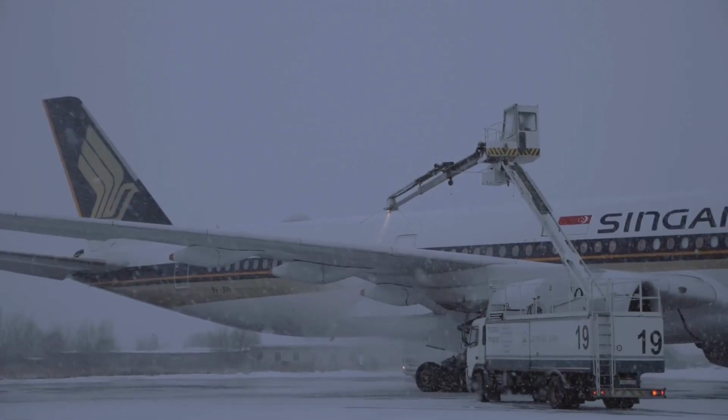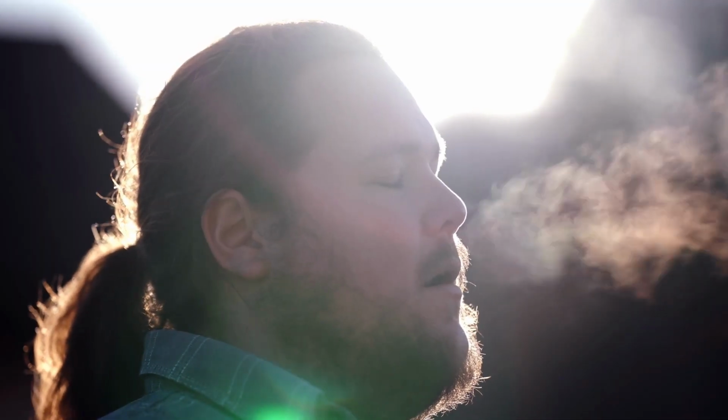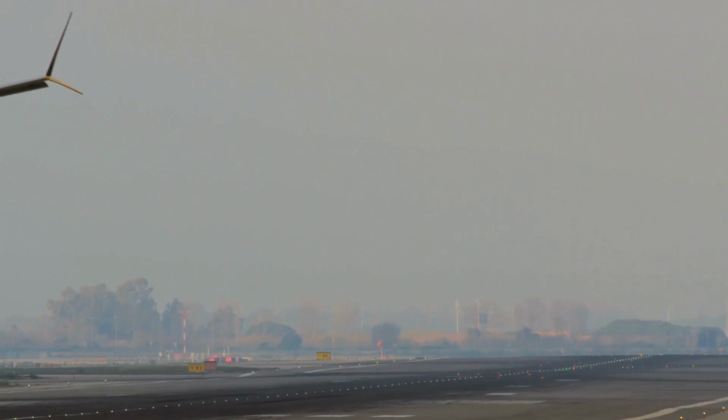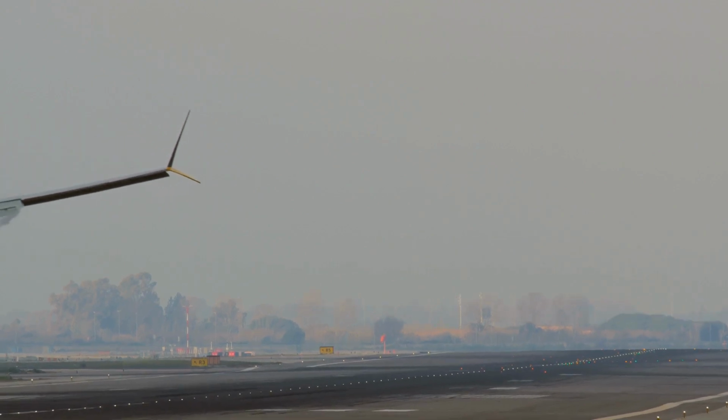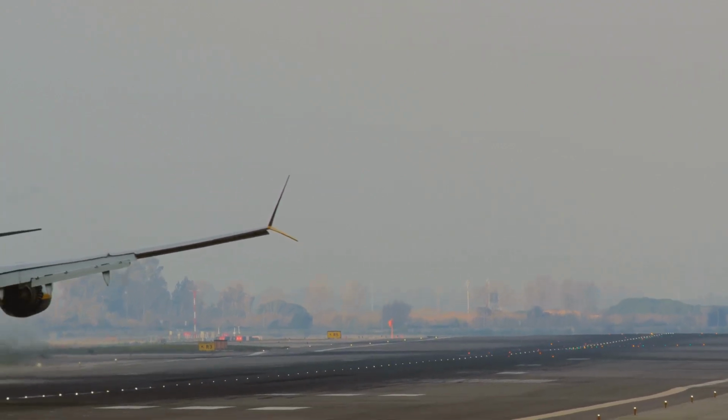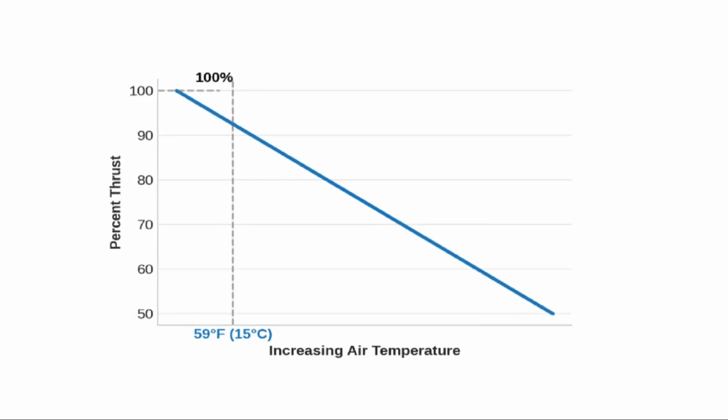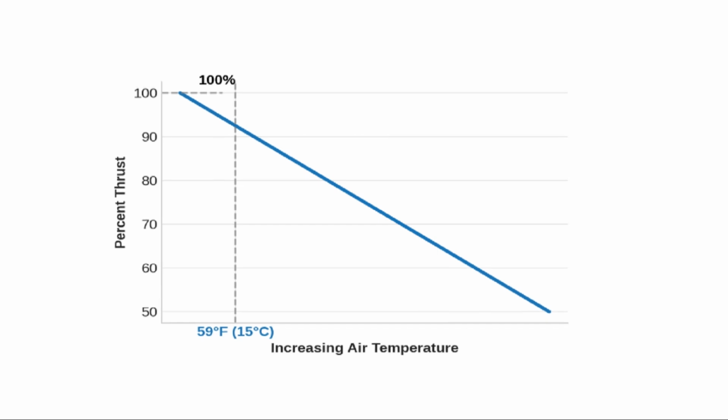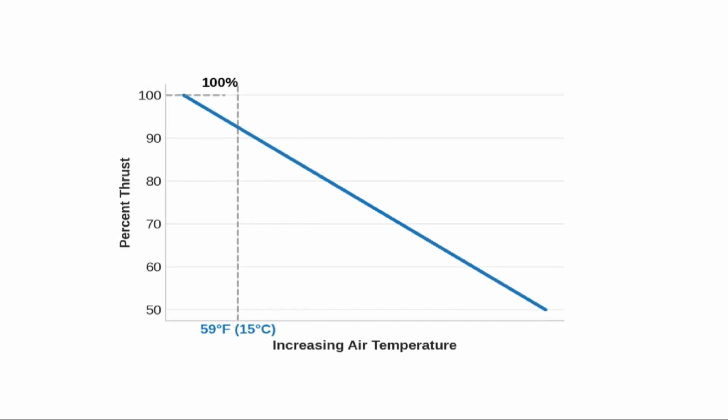Picture a cold winter day when you can see your breath. The air feels heavier, denser. Now imagine that same breath on a scorching summer day. It dissipates quickly in the thinner air. This difference in air density, influenced by temperature, has a direct impact on jet engine performance.